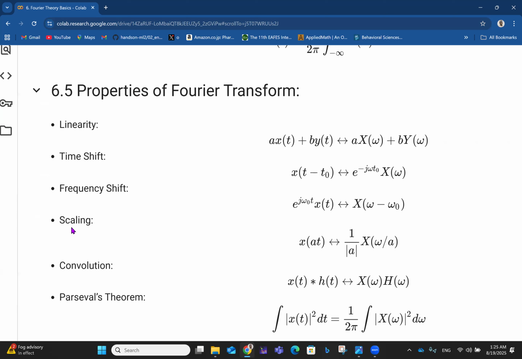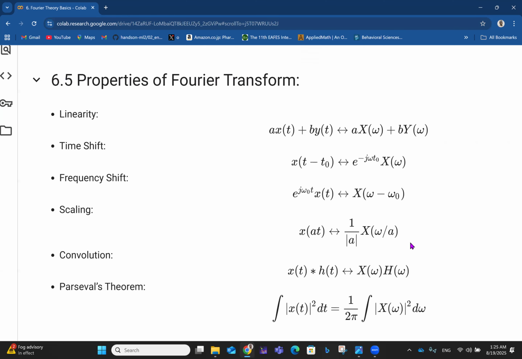Then you can also scale. You have scaling, so x of at goes to 1 over the absolute value of a times the Fourier transform, which is now X of omega divided by a. So where you would normally have X of omega, you put omega divided by a because we have a scaling thing going on there.